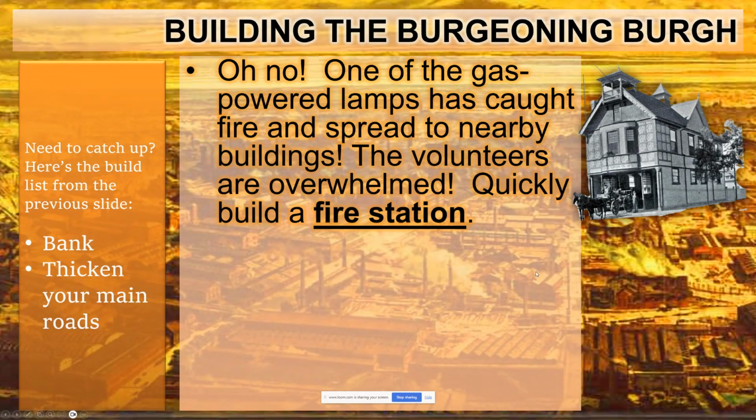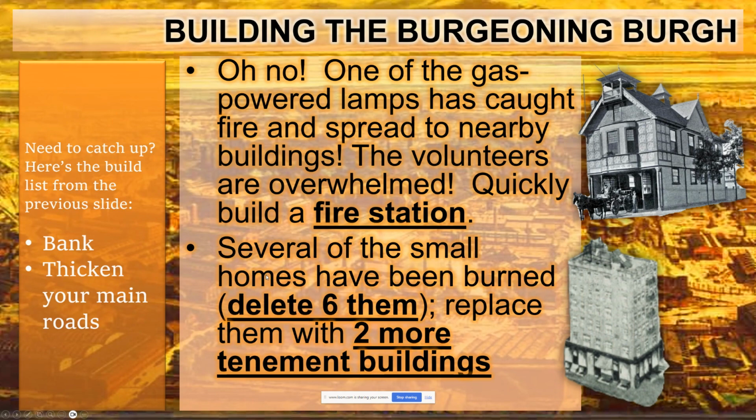Go ahead and put in a fire station, and not only that, but several of the small homes have been burned. Oh, sad. Go ahead and delete 6 of your small homes, and then go and replace them with the ubiquitous, it's everywhere, 2 more tenement buildings. So quickly build a fire station and add 2 more tenement buildings to your town, but after being able to delete 6 of those small houses. So delete 6 of those small houses, add 2 more tenement buildings.